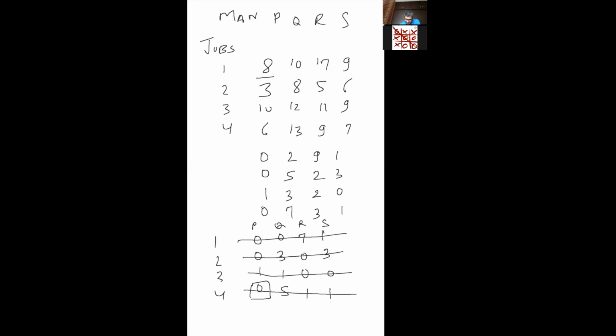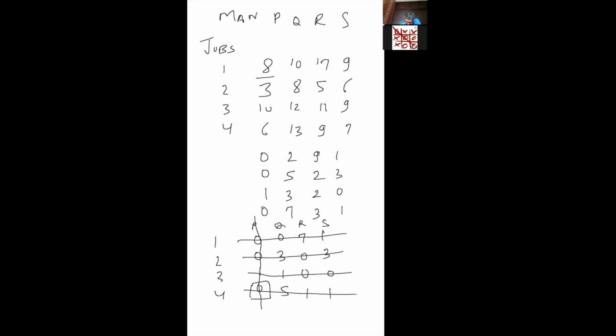Remember, once you encircle a 0, you have to cancel that particular row and that column, right? So this row is already cancelled, we'll cancel the column also. Now we have the allocation 4 and P. So person P gets job 4. Now we have to repeat the exercise for each column. Okay. Going down, this column is closed, so we can't do anything.